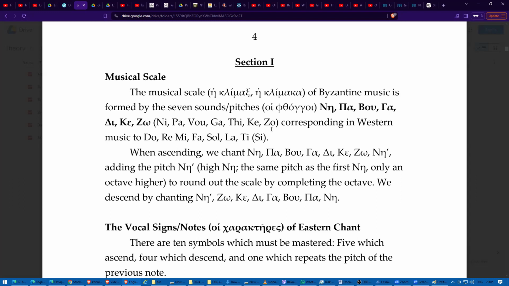So, let's say that we start with ni and we go ni pa vu ga vi ke zo ni, and then we can go even higher. Ni pa vu ga vu pa ni zo ke vi ga vu pa ni. And in general terms, the melody is going to revolve around the notes, around these scales.